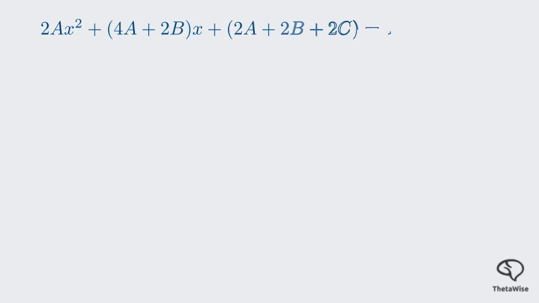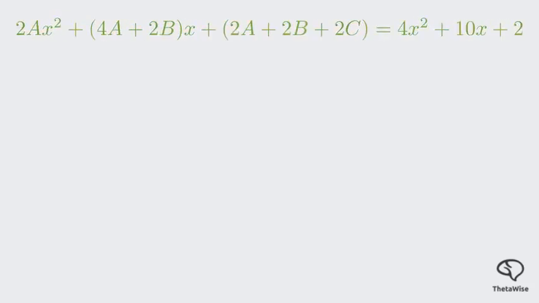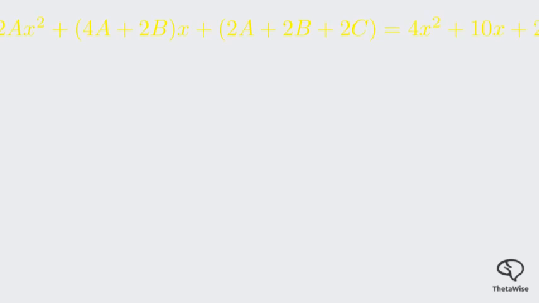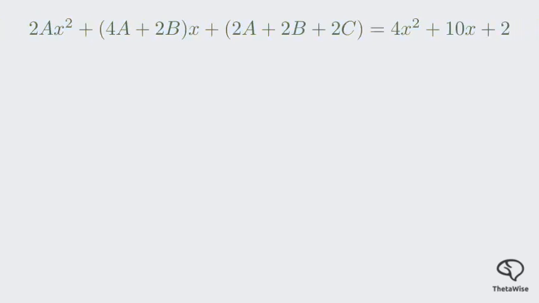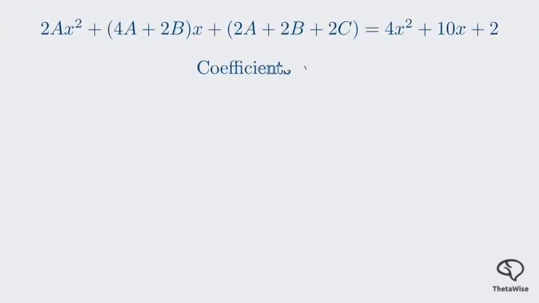Let's start with the highest power, x squared. On the left side, the only term with x squared is 2a. On the right side, it's 4. Therefore, 2a must equal 4. Equating the x squared coefficients, we get 2a equals 4, which immediately tells us that a must be 2. This is our first unknown solved.